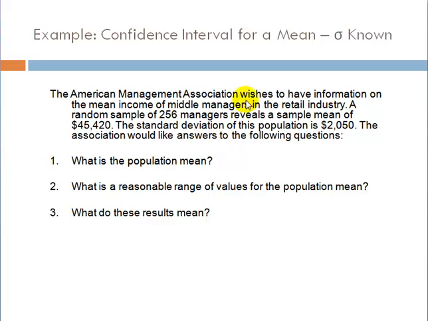From this question, there is some given information. Let's check that again. First, the sample number is 256, so n is 256. Second, the sample mean is 45,420, so x bar is 45,420. The standard deviation of the population is 2050, so sigma is 2050.